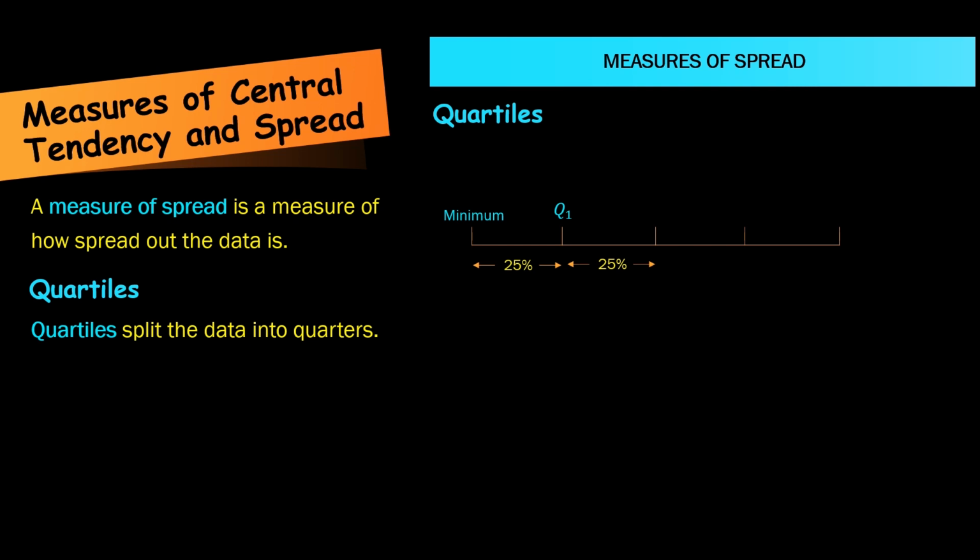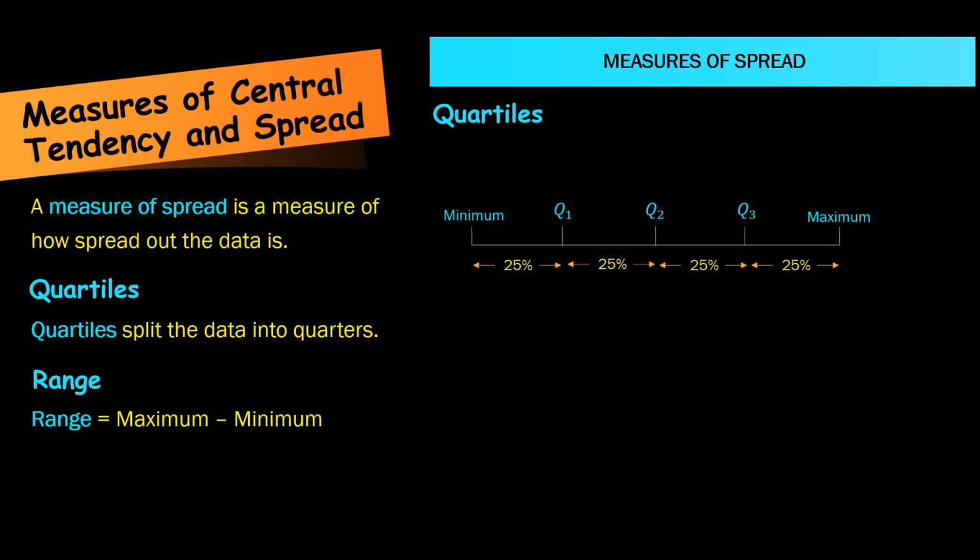Another 25% on, and we have Q2, also known as the median. This is halfway through the data. It splits the data into two equal parts. And another 25% of the way along, we have Q3, or the upper quartile. The upper quartile is 3/4 of the way through the data. And finally, another 25% on, we have the maximum.